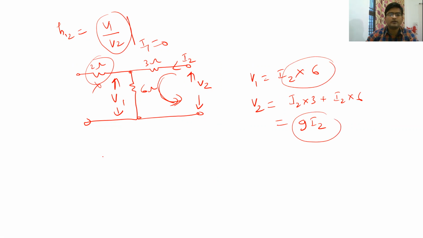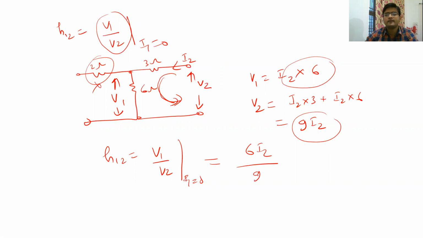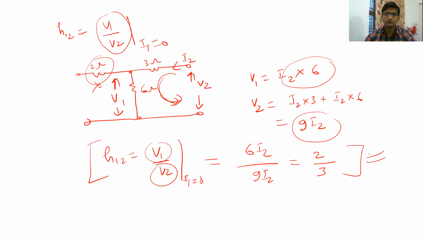So you can now very easily calculate H12, which is equal to V1 upon V2 at I1 equal to 0. What is V1? It is 6 I2. And what is V2? It is 9 I2. So you will get 2 by 3. And what will be the unit? It will be unitless because both the numerator and denominator are voltages. So you will have H12 as 2 by 3.